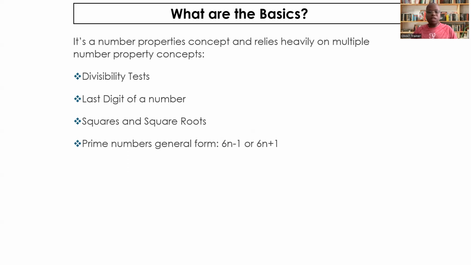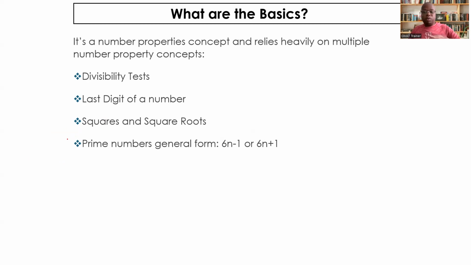They'll also rely on aspects like divisibility tests. They'll rely on the last digit of a number, in that when a number ends in a certain digit, it affects whether it can be a prime number or not. They will also rely on squares and square roots. This aspect is not so common, but we will look at it to see how it comes into play.